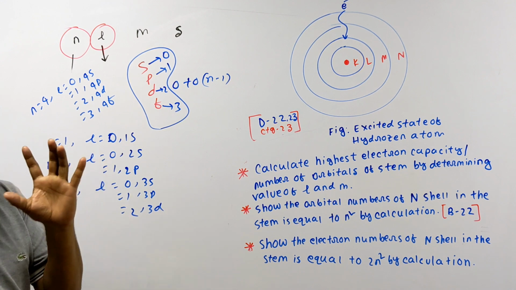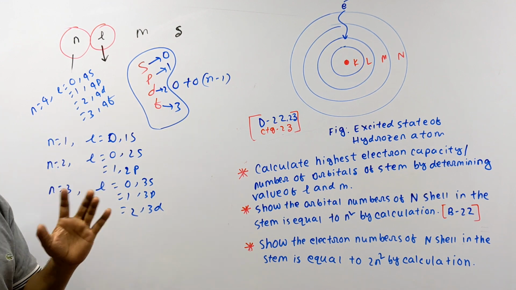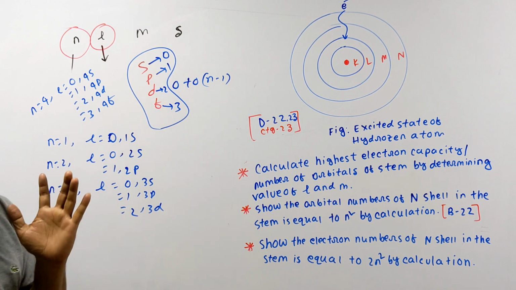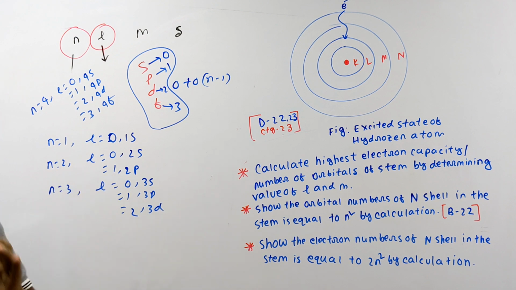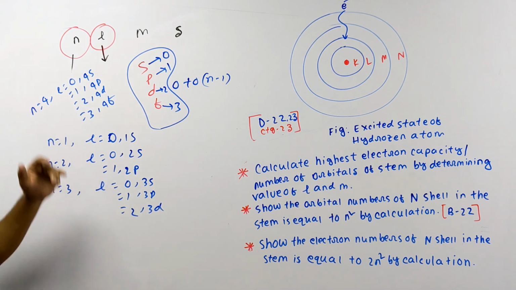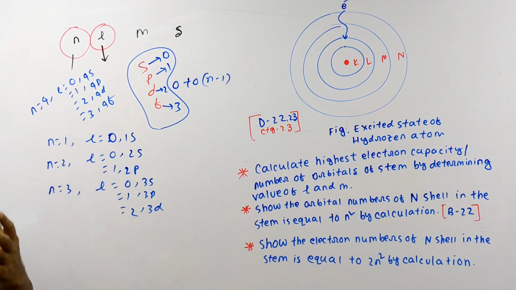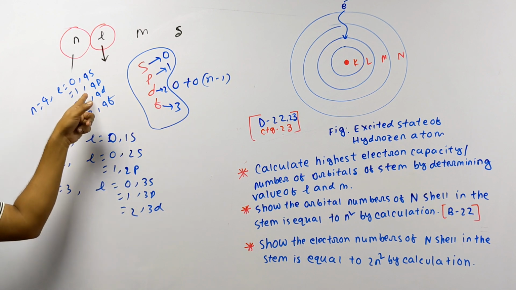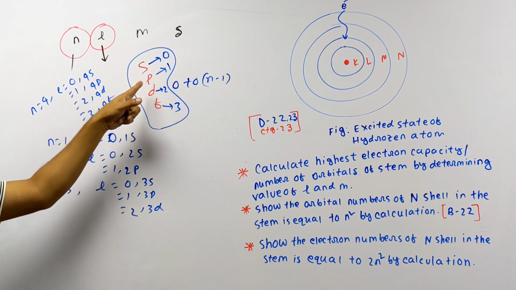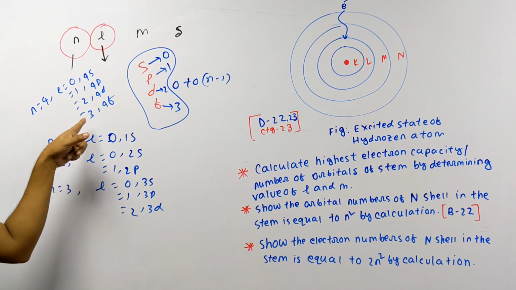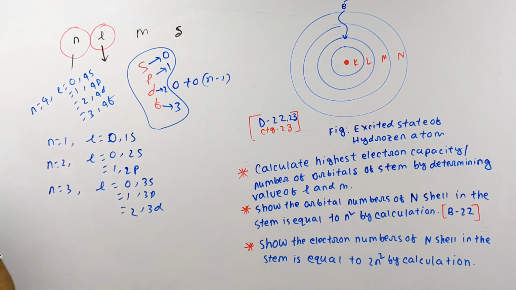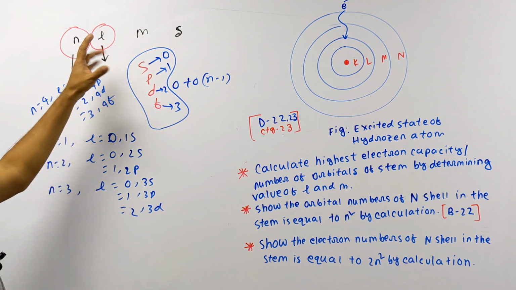But l should be 0 to n minus 1, that is 0 to 2 minus 1, which means 0 to 1. For n equal to 3, l should be 0 to 3 minus 1, so 0, 1, 2 respectively. For n equal to 4, there should be 4 values, 0 to 3, and that is 4s, 4p, 4d, 4f, because in spdf the value of s should be 0, p should be 1, d should be 2, and f should be 3. So we have already known n and l.